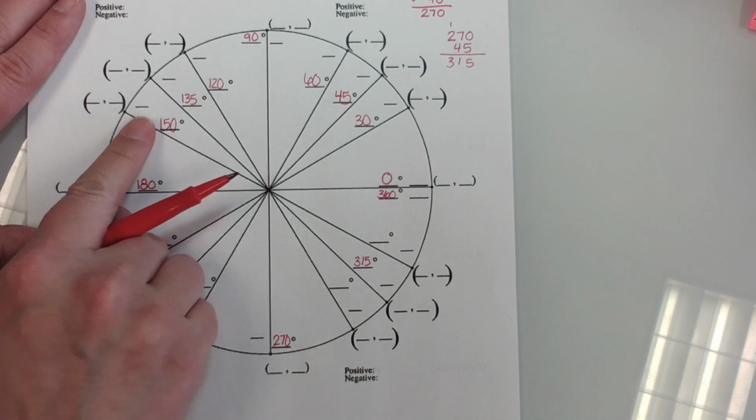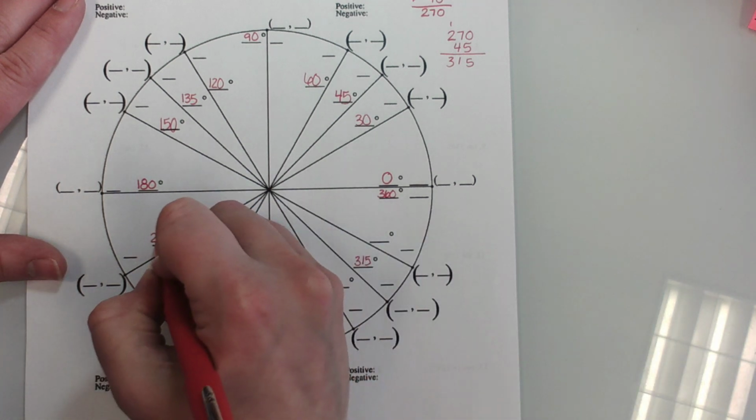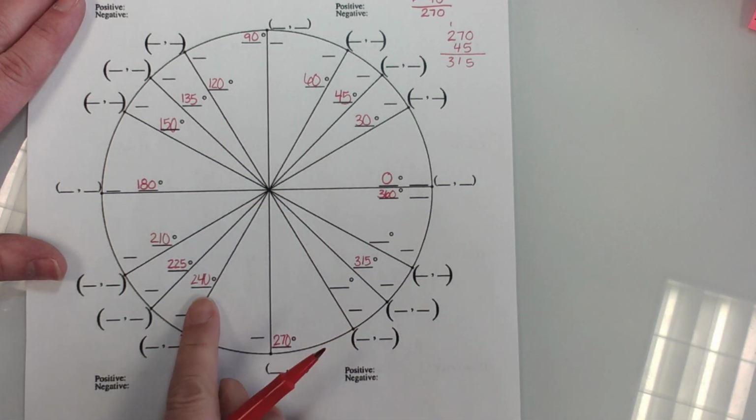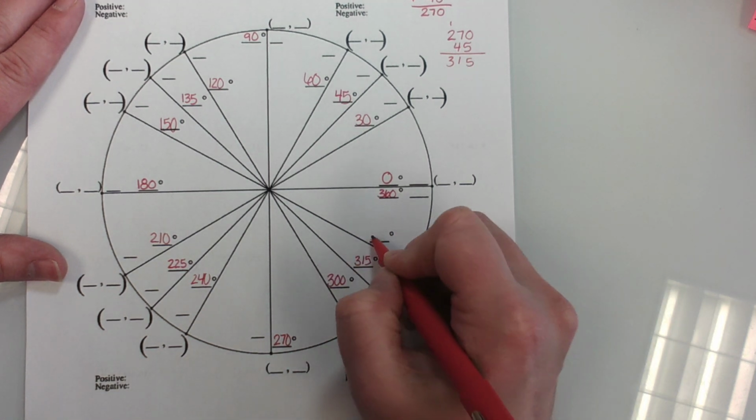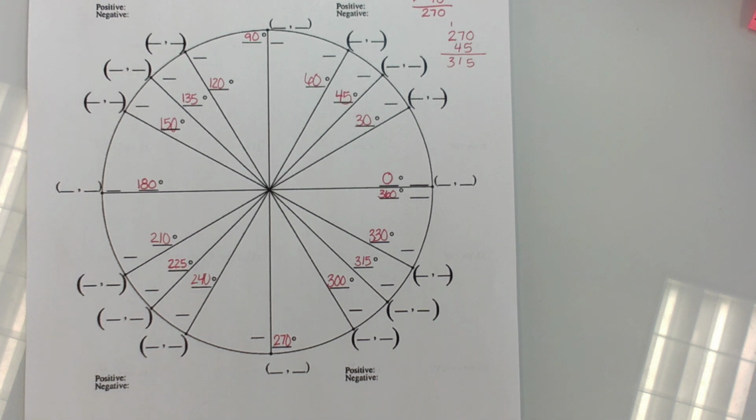Thank you. Add 30, I get to 180. Add 30, 210. Add 30, 240. Add 30, 270. Add 30, 300. Add 30, 330. For the radians, you count your way around as well.